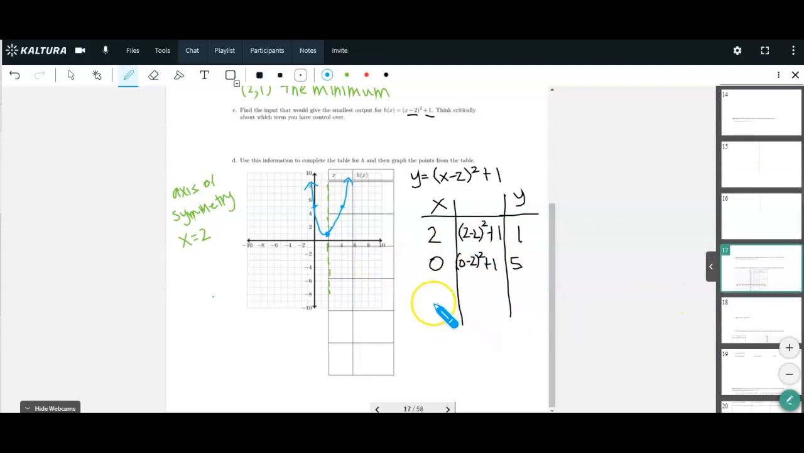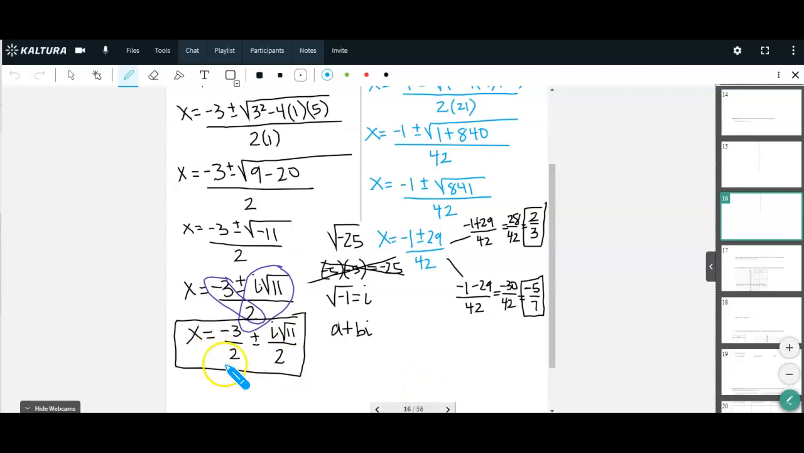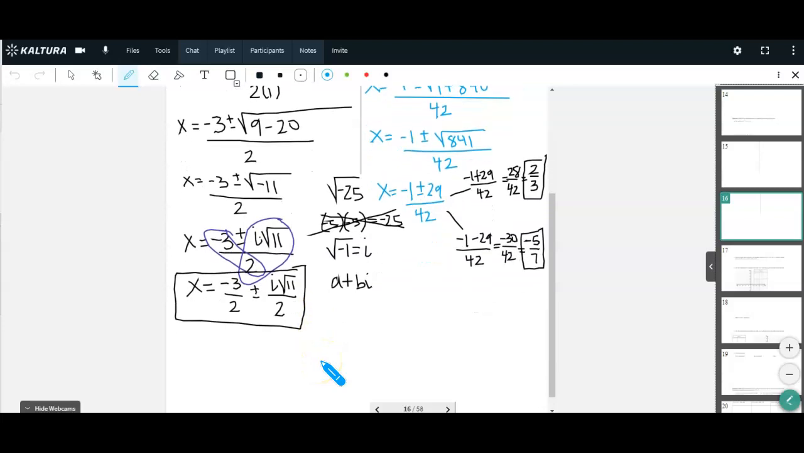Now, does this graph have x-intercepts? No. Okay, it doesn't because it's not crossing the x-axis at all. And when we had, which one was that on? Remember over here where we came up with these imaginary solutions? That's because this graph is never going to cross the x-axis. So when you come up with these imaginary solutions when you solve this for x, that means that there are no x-intercepts.